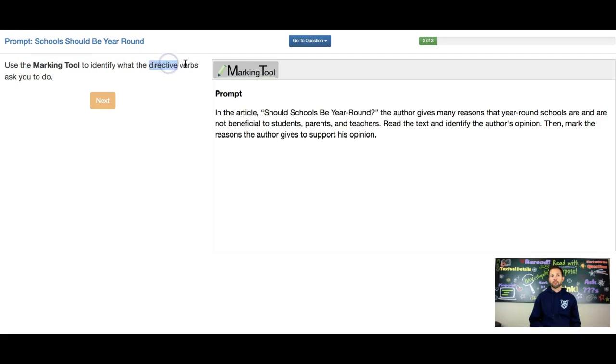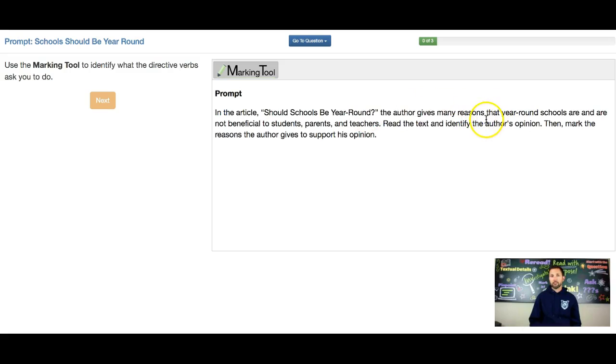Now, the directive verbs are the verbs that tell us what to do. They're the verbs, right? We're looking for the verbs, but this is now, what are the verbs asking us or telling us to do? Okay, so let's take a look at the prompt. In the article, should schools be year-round?